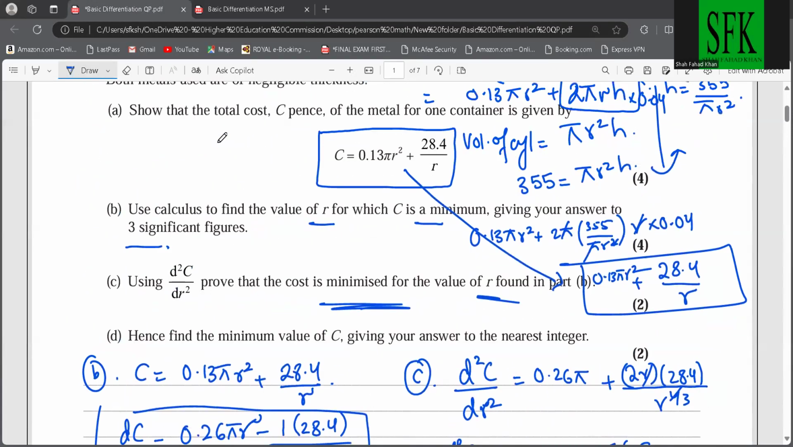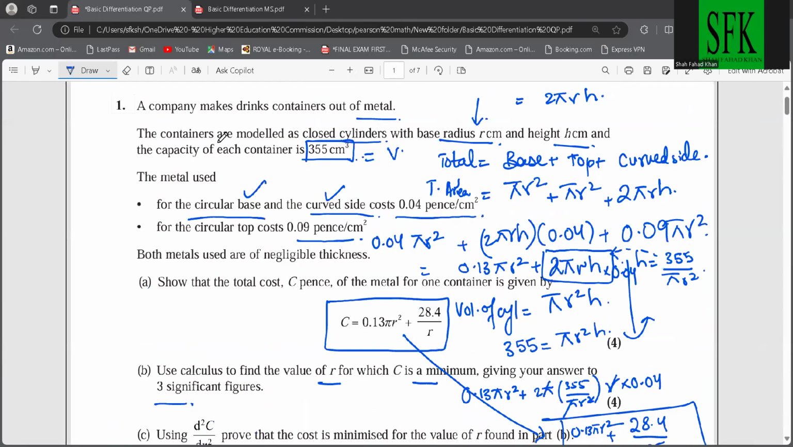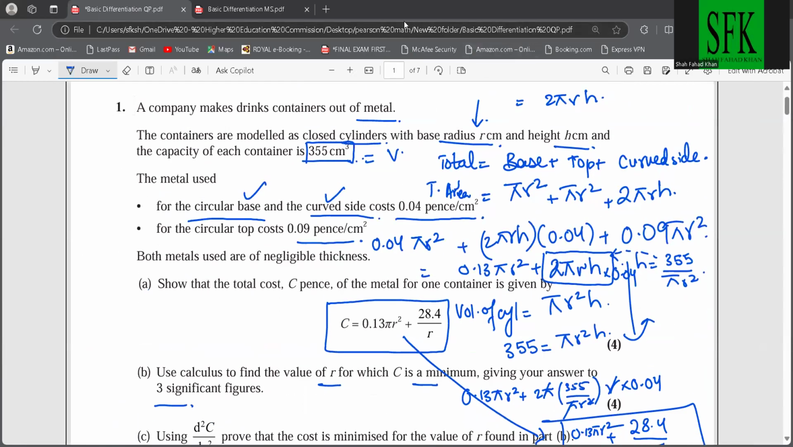We got our answers. So this finishes off this question on differentiation.